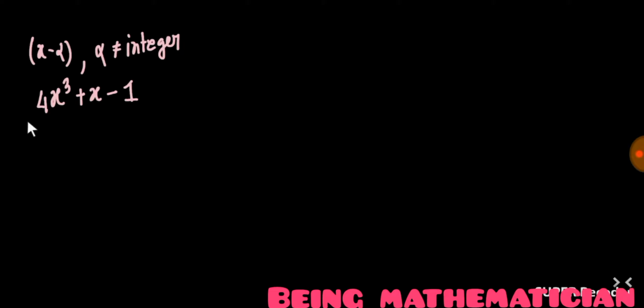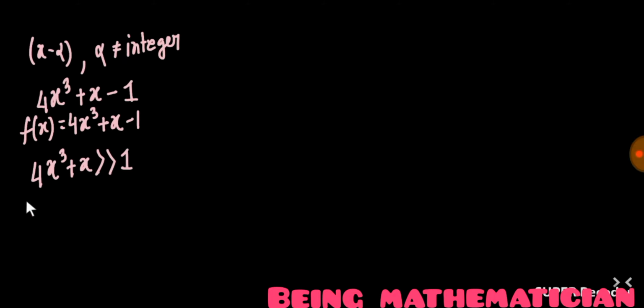So let f(x) equal 4x cube plus x minus 1. Here, if we put x equal to a positive or negative integer, then the polynomial will never give us 0, because 4x cube plus x is much greater than 1. So x into 4x square plus 1 will never give us 0, where x is any positive or negative integer.